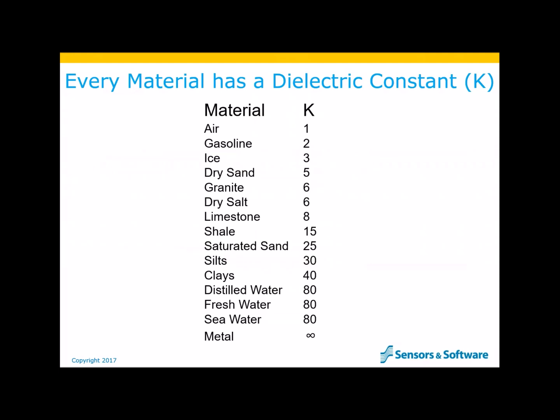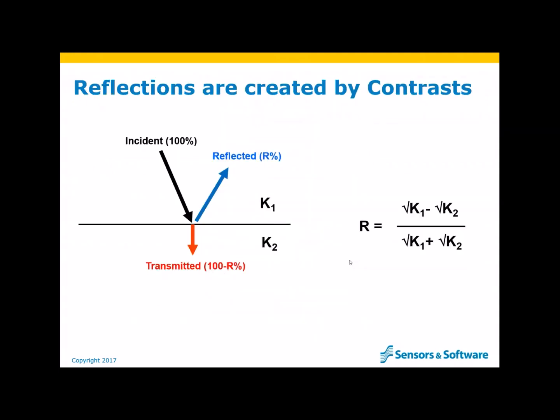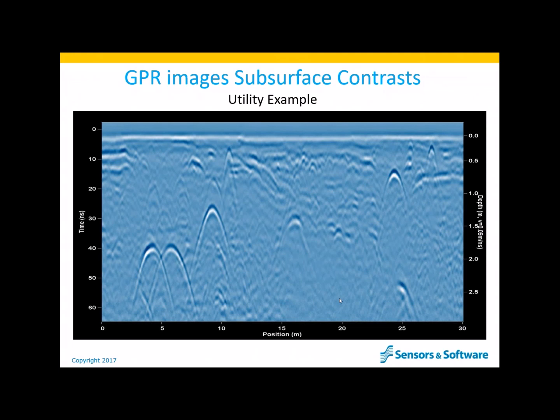In part 1, we learned that every material has a property called dielectric constant, and different materials have different values. GPR reflections are caused by contrasts in dielectric constant. The bigger the contrast, the stronger the GPR reflection. This means that GPR cross-sections are really images of subsurface contrast. Any GPR cross-section shows strong and weak reflections depending on the amount of contrast between the object and the host material.